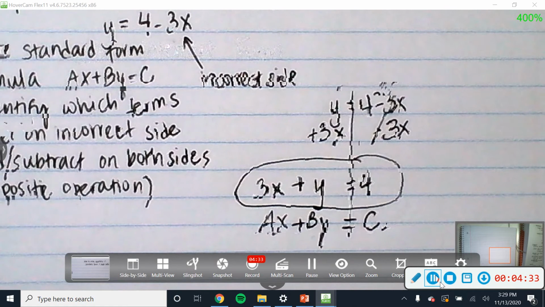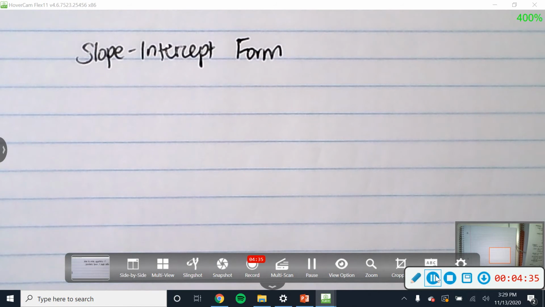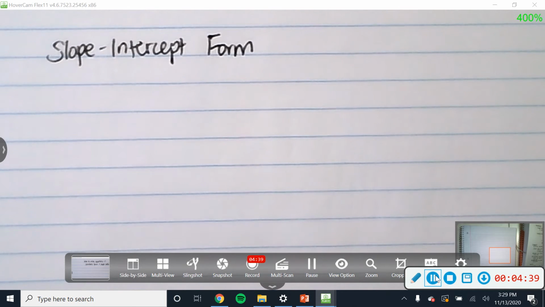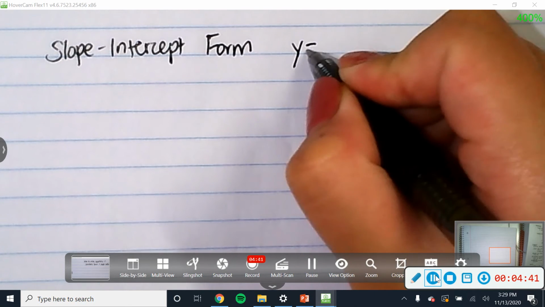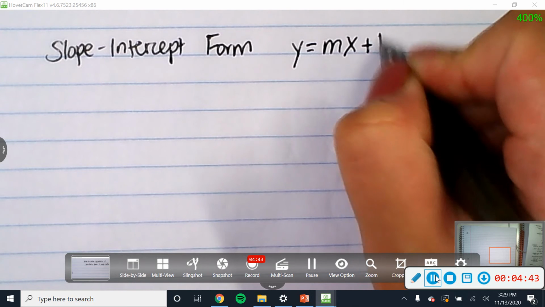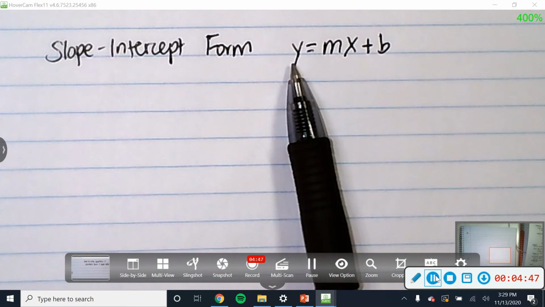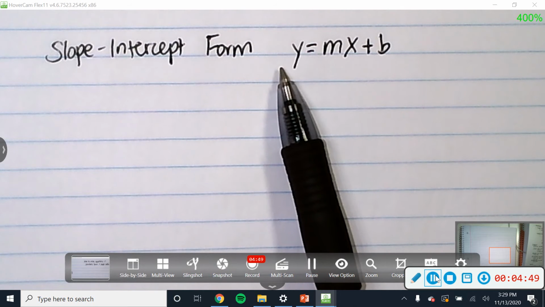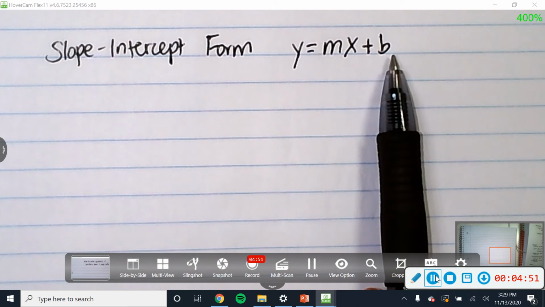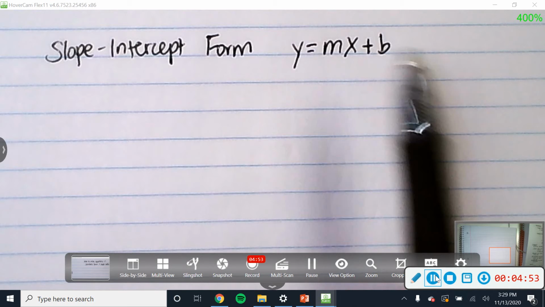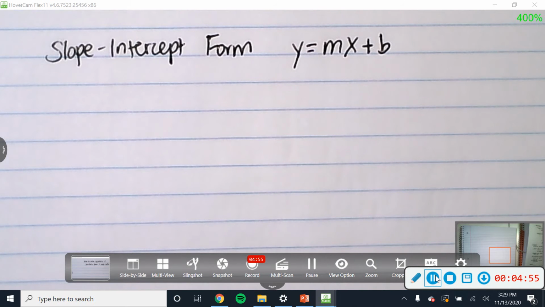Okay, now let's look at slope-intercept form. So slope-intercept form is just another way that we rewrite equations. This formula is y equals mx plus b. This one looks a little bit different. We have y by itself on one side of our equation, and then we have our x and our constant on the other. So this one is going to take similar steps to solve. We're just rearranging it in a different way.